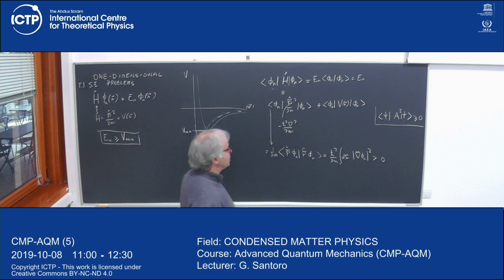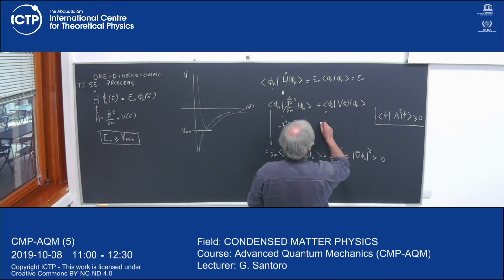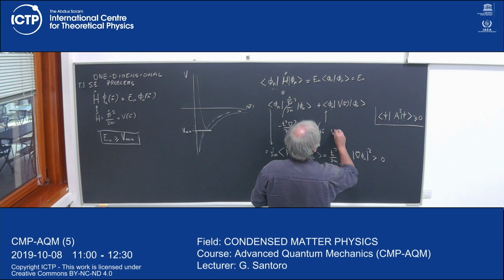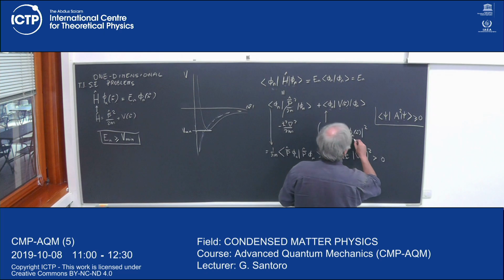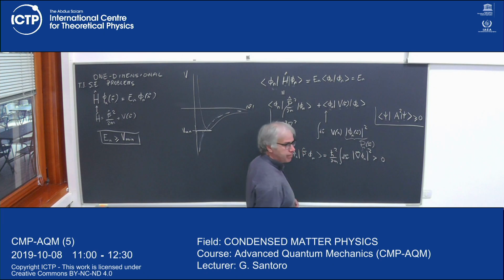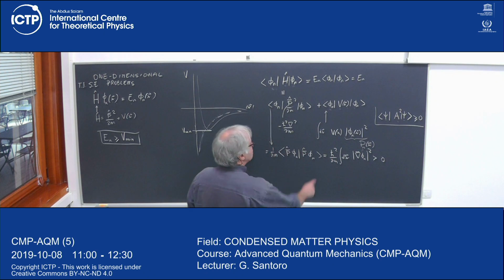Fantastic. So the kinetic energy is non-negative. And what about the second contribution? Let's write it. It is the integral in dx of V(x) times phi star phi, which is phi_n of x modulus squared. Remember, this is the probability for finding the particle at position x in the state n. A positive quantity. And this is the potential.